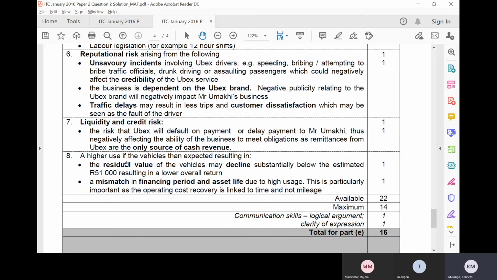And then higher use of the vehicles than expected, resulting in the residual value of the vehicles declining.